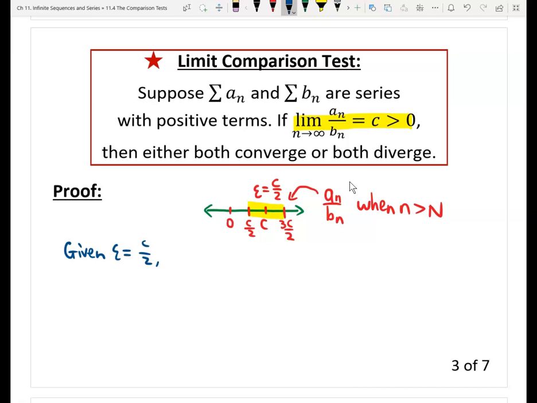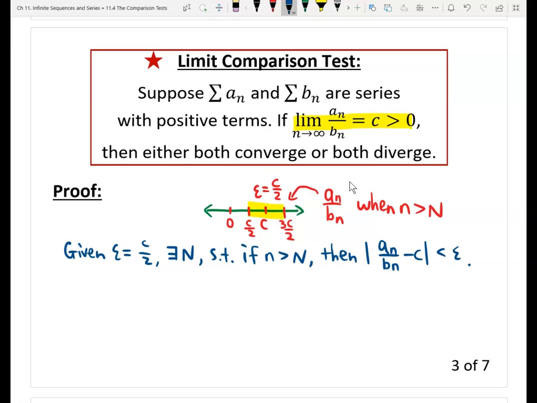Let me write it in the language: given any epsilon, this time we pick epsilon equals C over 2, and we can find a capital number N such that if n is greater than capital N, large enough, then the sequence falls into the epsilon neighborhood, which is the absolute value of an over bn minus C less than epsilon. So this is the precise definition.